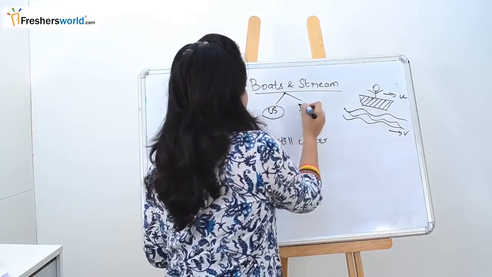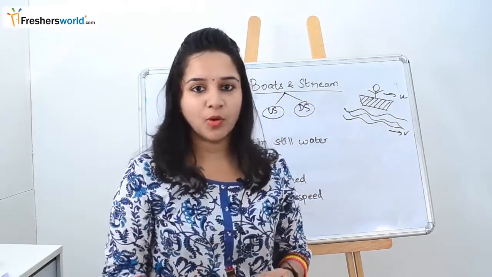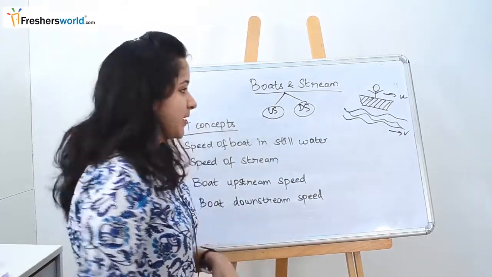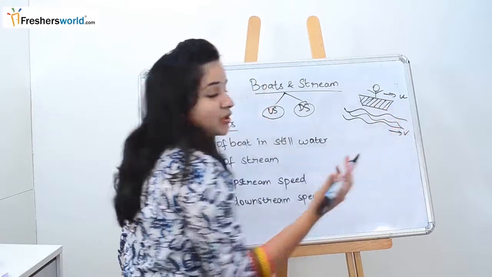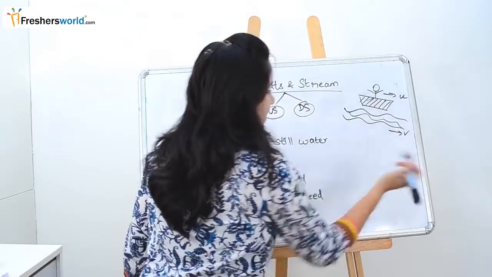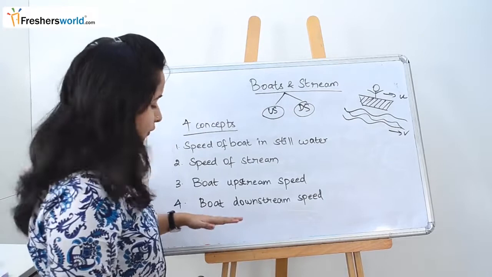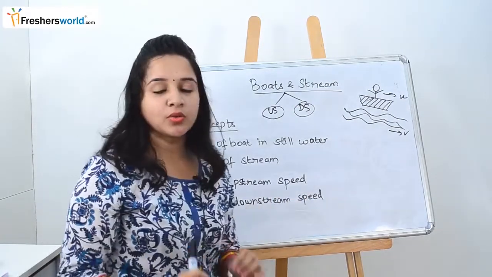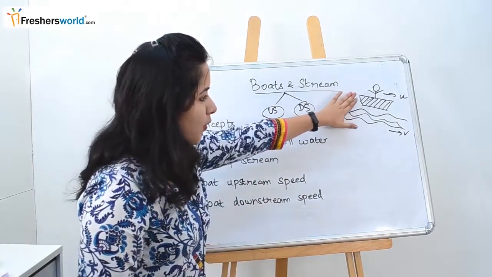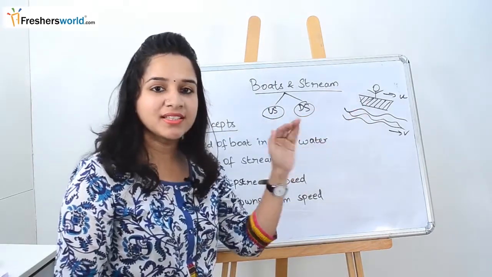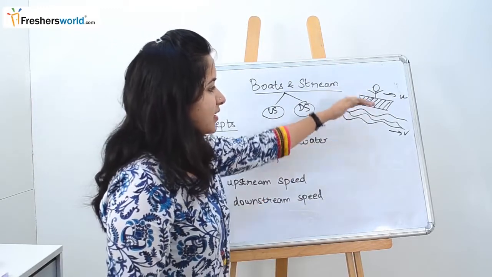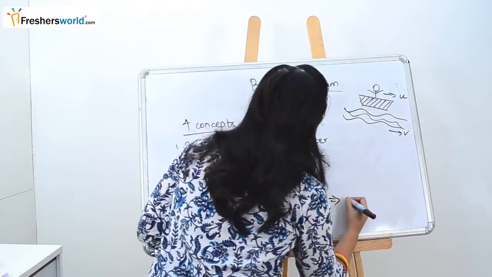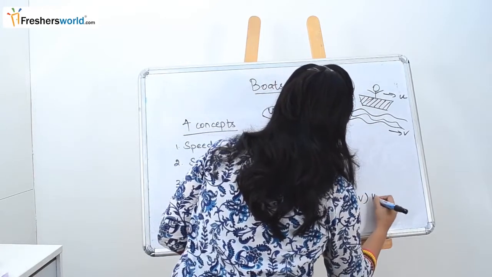These two concepts you should understand, because a lot of problems will be dealing with upstream and downstream. So now let us go into the concept. This is a boat that's going at u kilometers per hour and the river is going at v kilometers per hour. First let's go from the bottom. Boat downstream speed. As I told you, downstream is when your boat as well as the river are going in the same direction, which means your speed and the river's speed will be added together. So it is u plus v kilometers per hour.